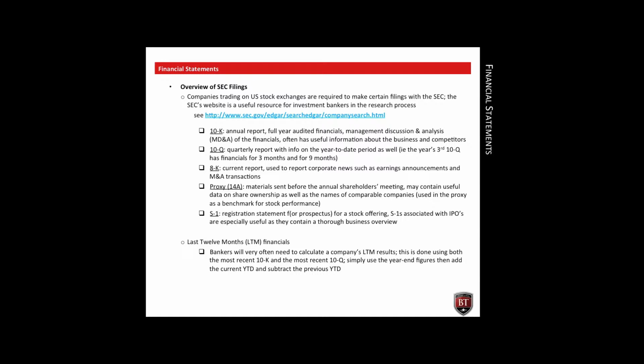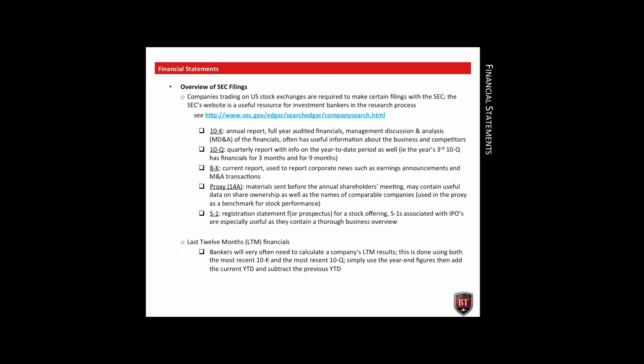The final SEC filing that I've laid out here is the S1. That's a registration statement, also known as a prospectus, most often associated with a public stock offering. S1s are filed in relation to IPOs and are very useful as they contain a really thorough business overview, more than you'd even get in a normal annual report. This is where a company lays out what it does, who it competes with, what the risk factors are for an investment, and basically what it expects to do in the market.